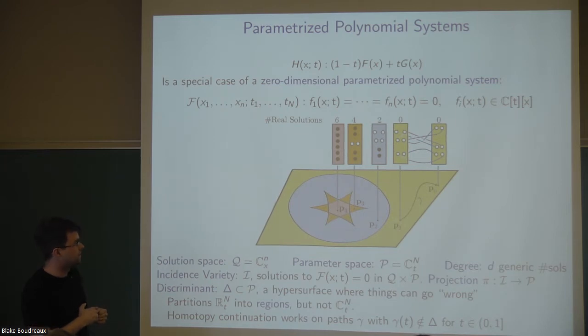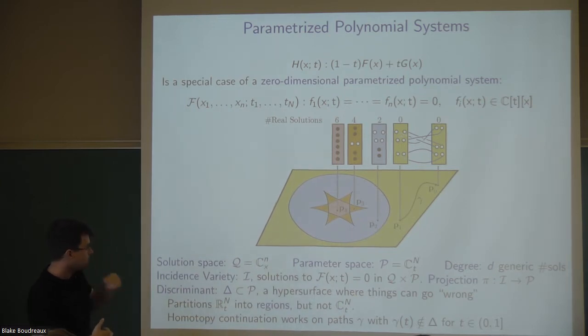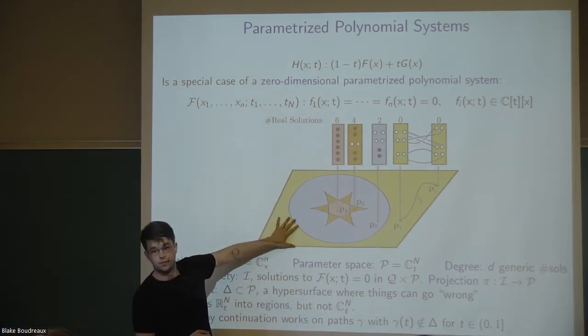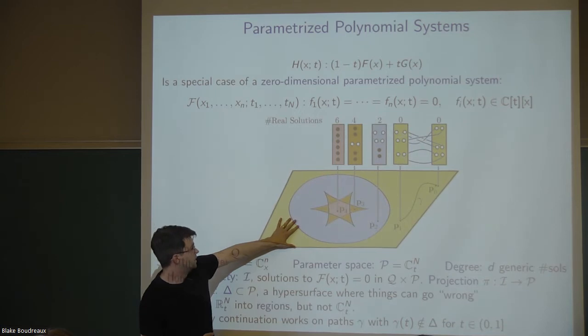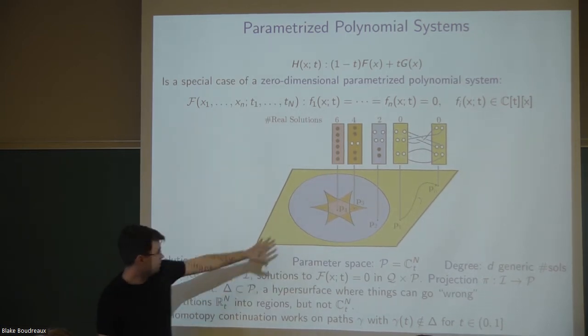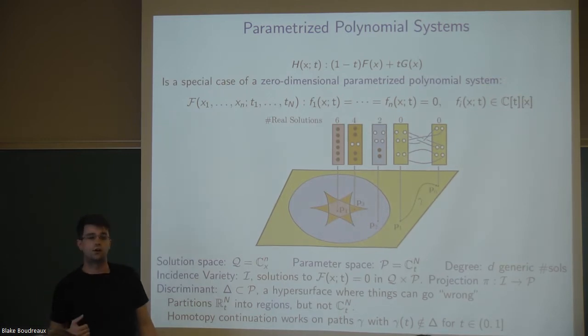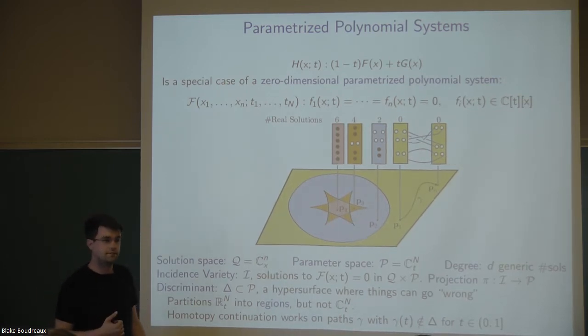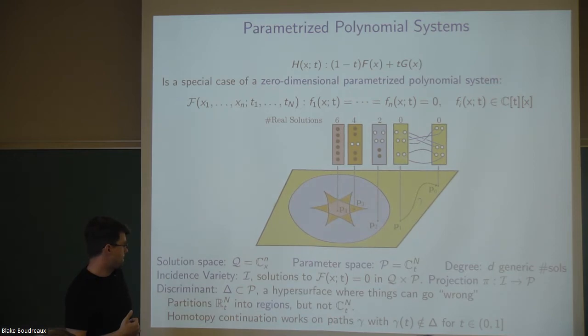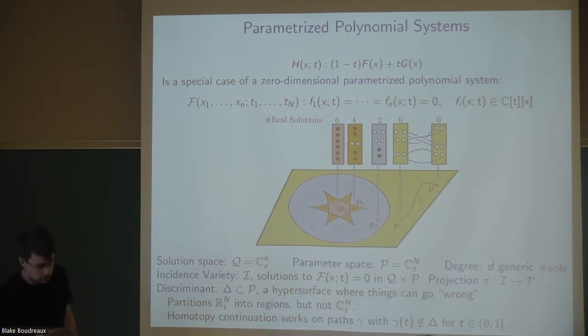So that's the setup. And the other nice thing about the discriminant is that over the reals, because this is a real picture, I can only draw real pictures for today, the discriminant is a hypersurface, and so its complement has many connected components, which we'll call regions. Okay. Great. So let's do an example of this.